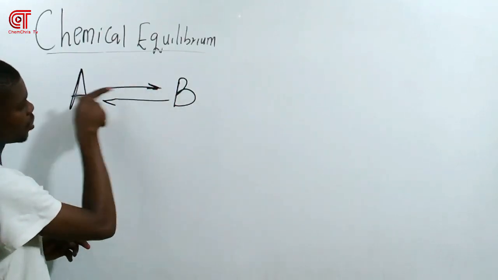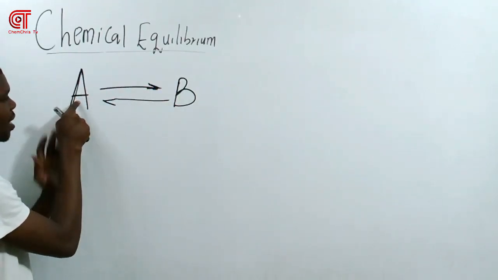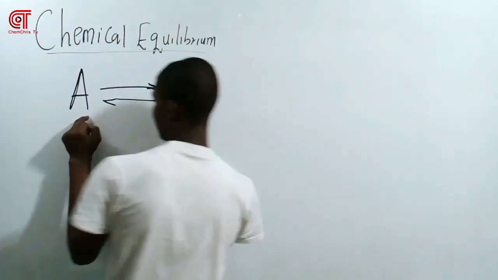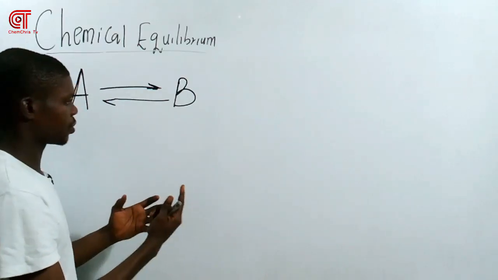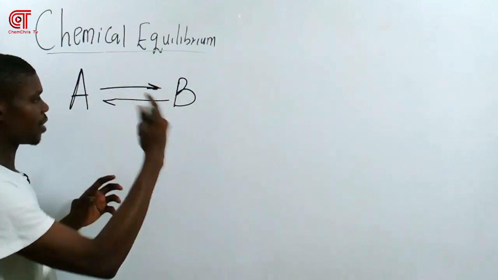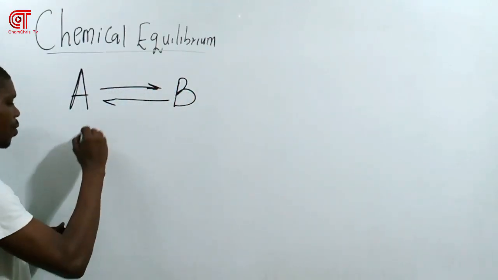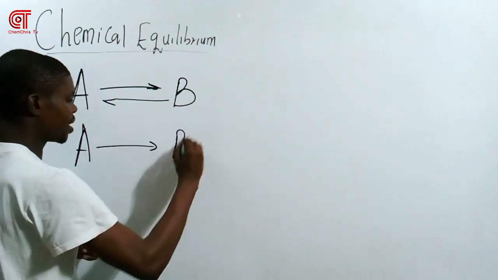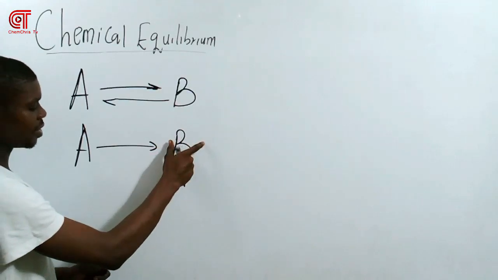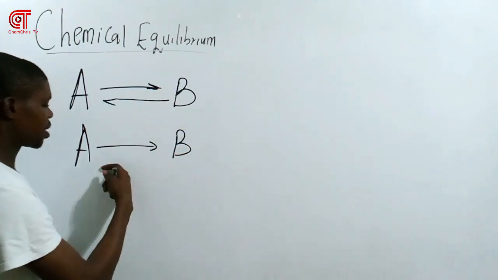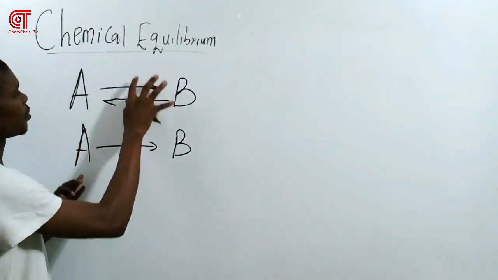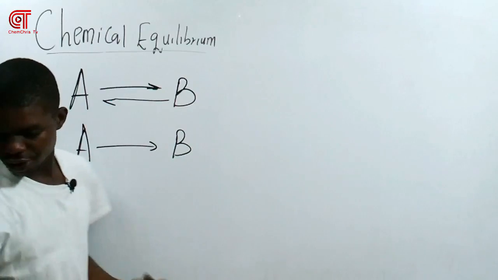In a reversible reaction, the reactant is moved to the product, then the product is also moving back to the reactant. So it's called a reversible reaction. You get? In a reversible reaction, we must have forward and backward reactions. Unlike when we have A moving to B, this is called an irreversible reaction. A only reacts to produce B. B does not react to produce A. So in chemical equilibrium, we are talking about a reversible reaction.